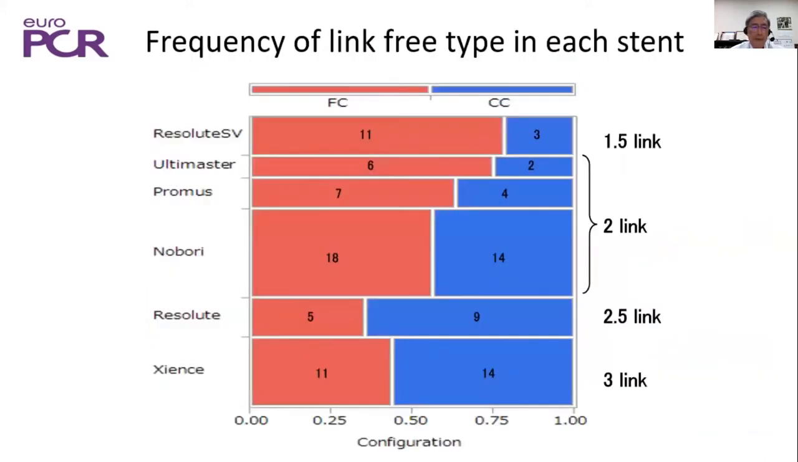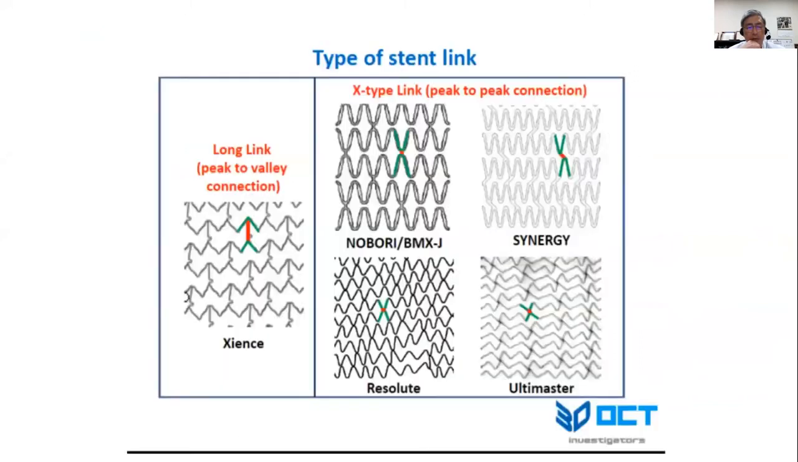This slide shows the frequency of link-free type in each stent. Resolute or Ultimaster has 1.5 or 2 links and a high possibility of link-free, and Giant's 3 links have less possibility of link-free. However, Giant has a unique link, peak to valley type. This is like a line and can change its length or shape. Other stents like the peak to peak type are a point. It cannot be changed.